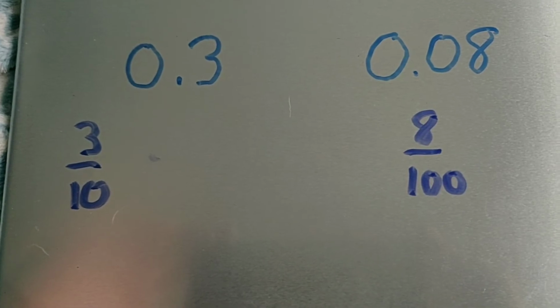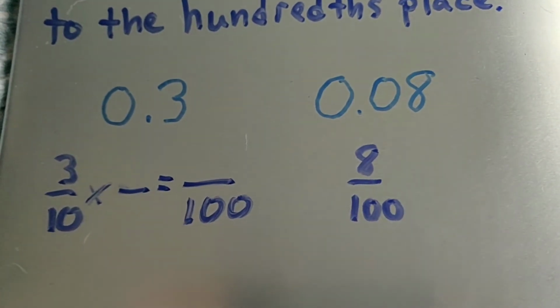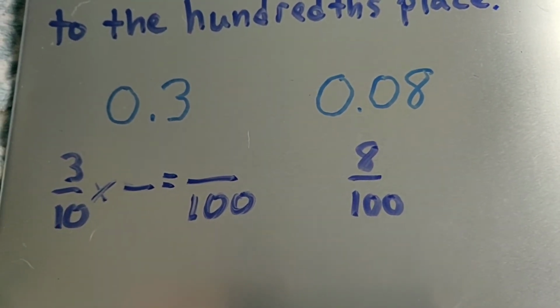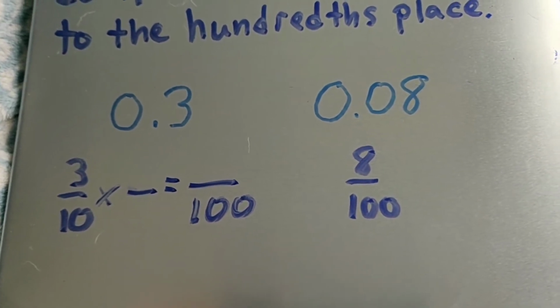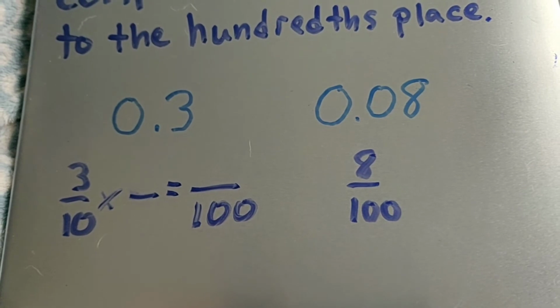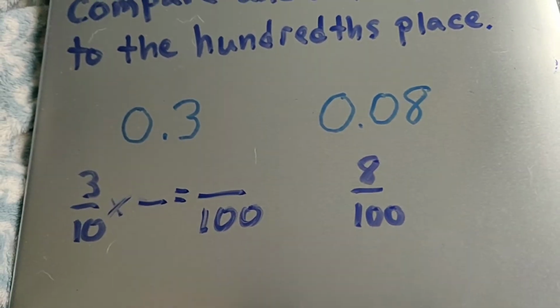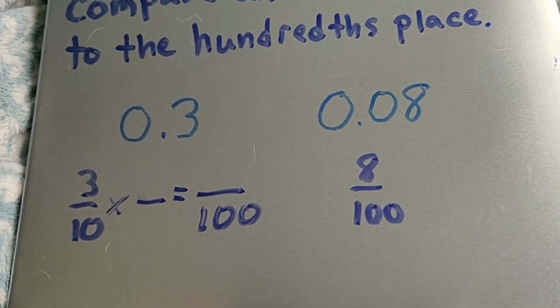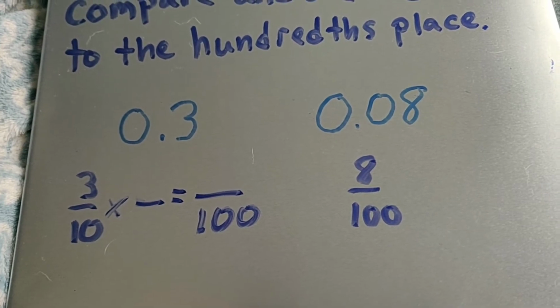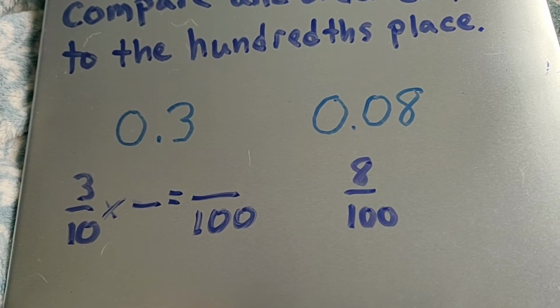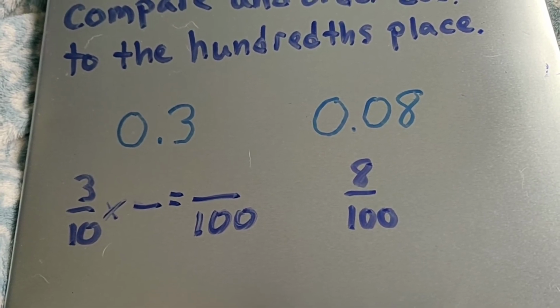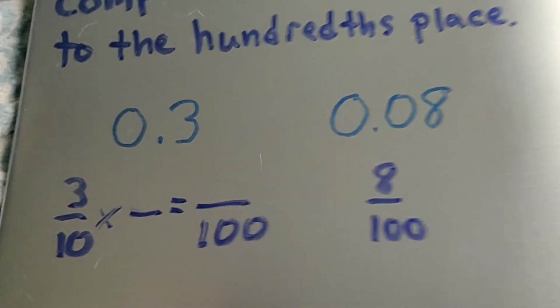But let's see why. Just like we did before, to compare those fractions, we want to express both fractions with a common denominator. It's going to make much more sense to express 3 tenths as a fraction with a denominator of 100, because 8 hundredths already has a denominator of 100. So what would be our first step?